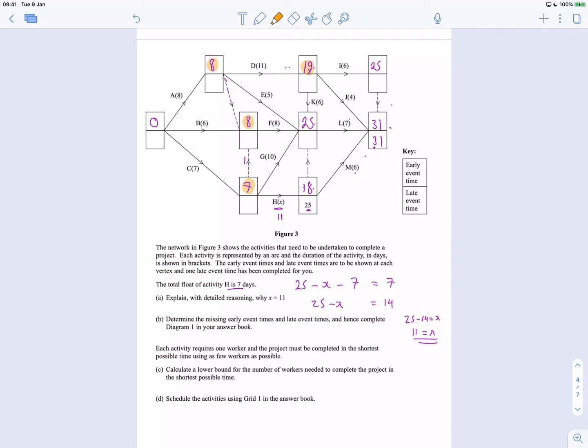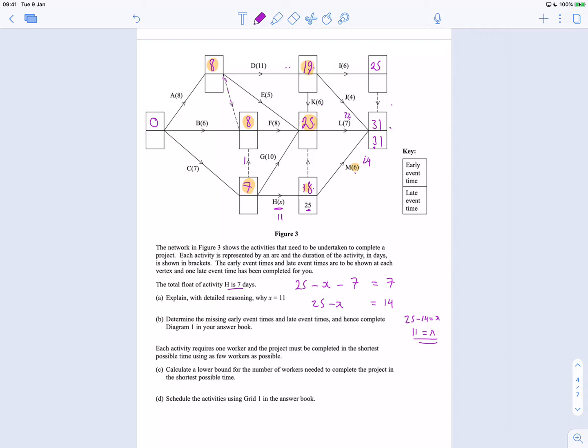8 plus this 5 is not going to be bigger than 25. 8 plus this 8 is 16, that's not bigger. 7 plus 10 is 17, that's not going to be bigger. 7 plus this 11 is 18. So yeah, this 25 is legit the biggest. 18 plus 6 is 24. 25 plus 7 is 32.